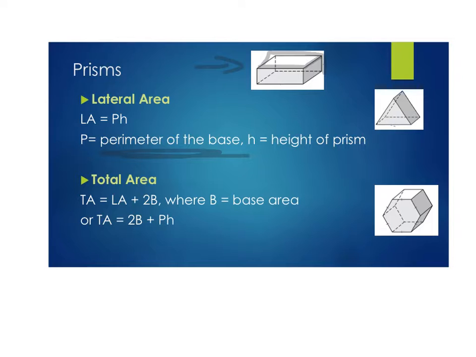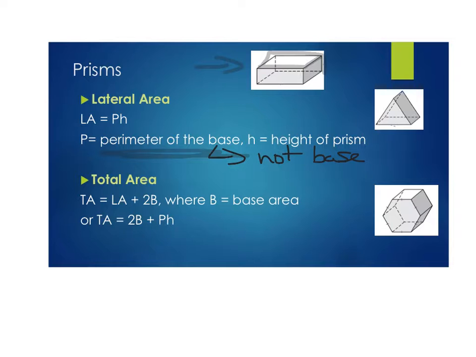And again, remember, you could find the area of each one of those four rectangles or parallelograms and add them all up, and that would give you your lateral area. So this is everything except the base. So this is all areas, not including the area of the base.